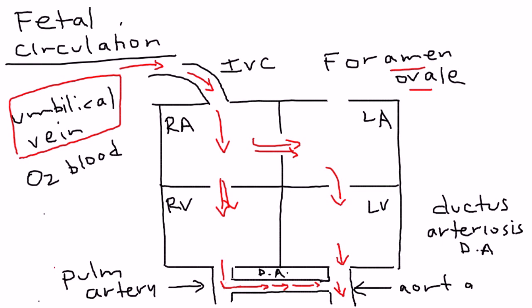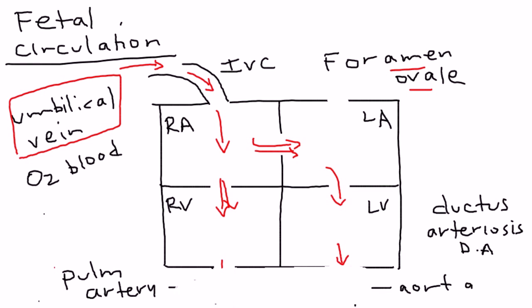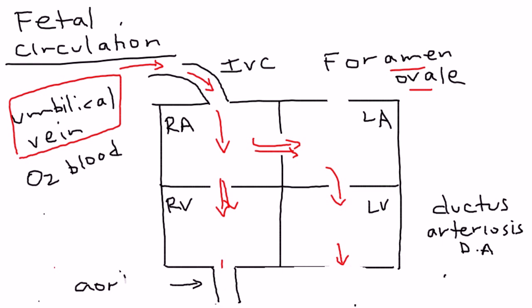In TGA, what happens is something that pretty much seems like a disaster, which is these great vessels are transposed. So instead of this being the pulmonary artery, this actually is now the aorta. And instead of this being the aorta, this is now the pulmonary artery. So as you can see, that's a complete disaster. So that's what happens in transposition of great vessels.